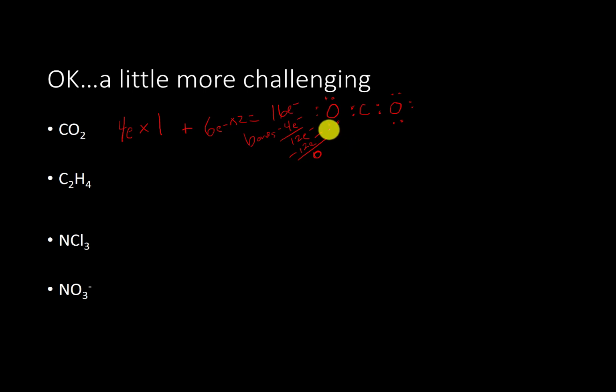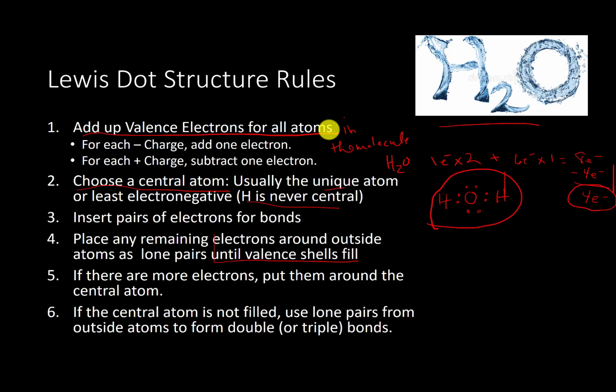Okay, so let's see what we can do. Let's go to the next rule. It says if there are more electrons, put them around the central atom. Well, sorry, we're out of electrons, so we can't give any more to the central atom. But let's look at number 6 here. If the central atom is not filled, use lone pairs from outside atoms to form double or triple bonds.